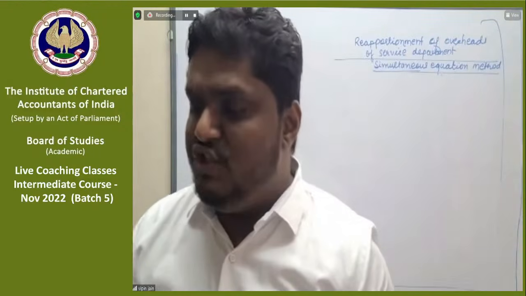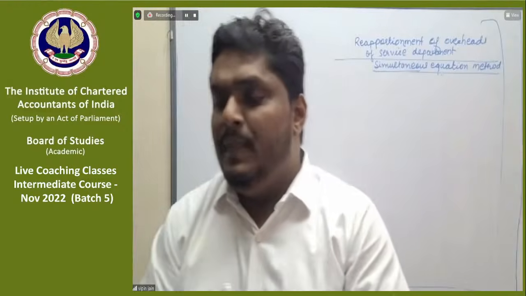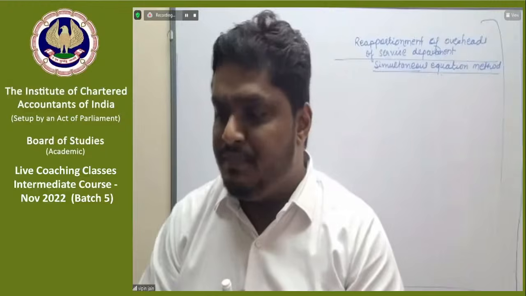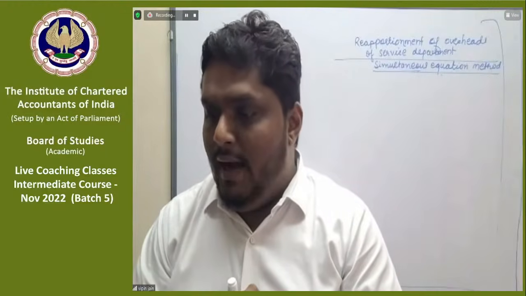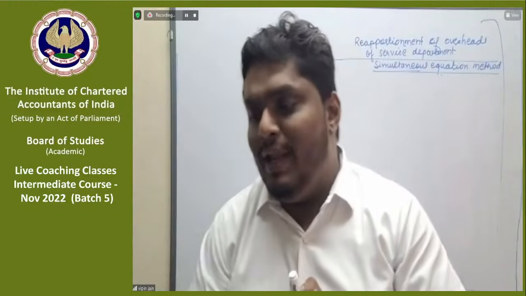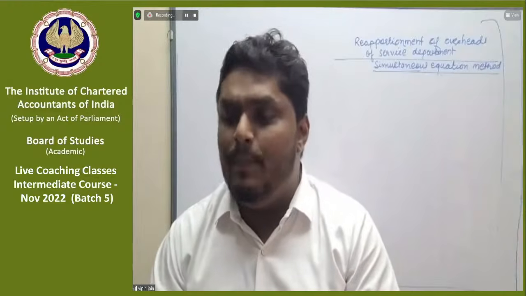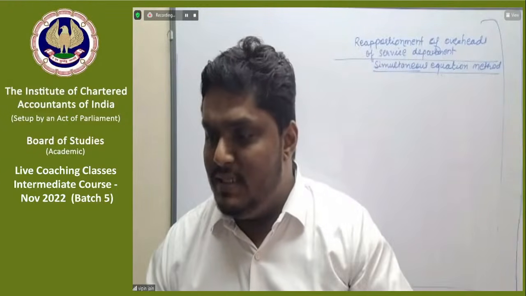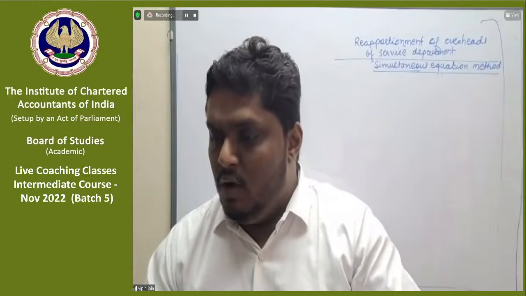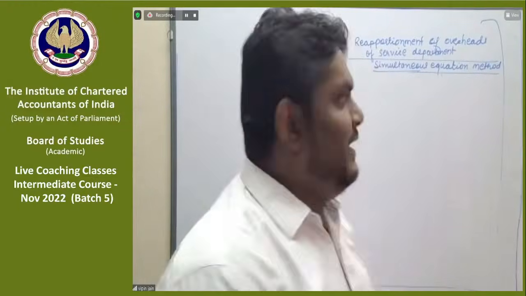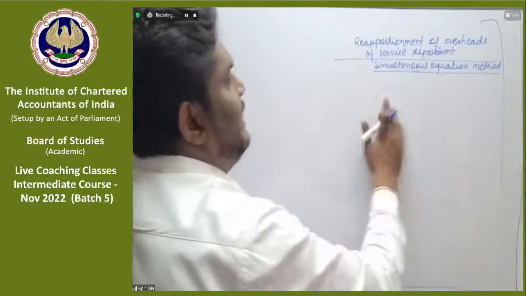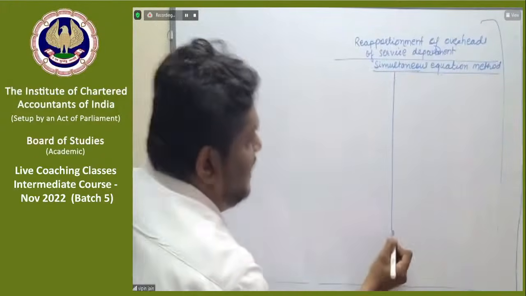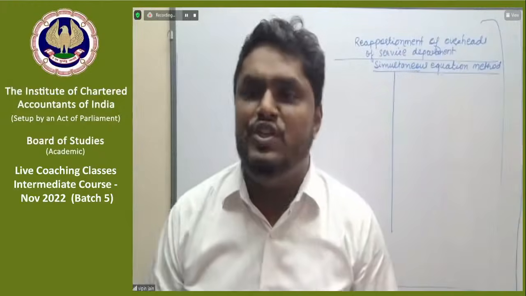So guys, refer illustration number 3 of the study material. Service department expenses are boiler house and pump house. And the overheads of this boiler house and pump house are to be reapportioned to production department A and B. The total expenses are as follows. Okay, fine. So let's start with illustration number 3, guys. Reapportionment of overheads of service department to production department and simultaneous equation method.